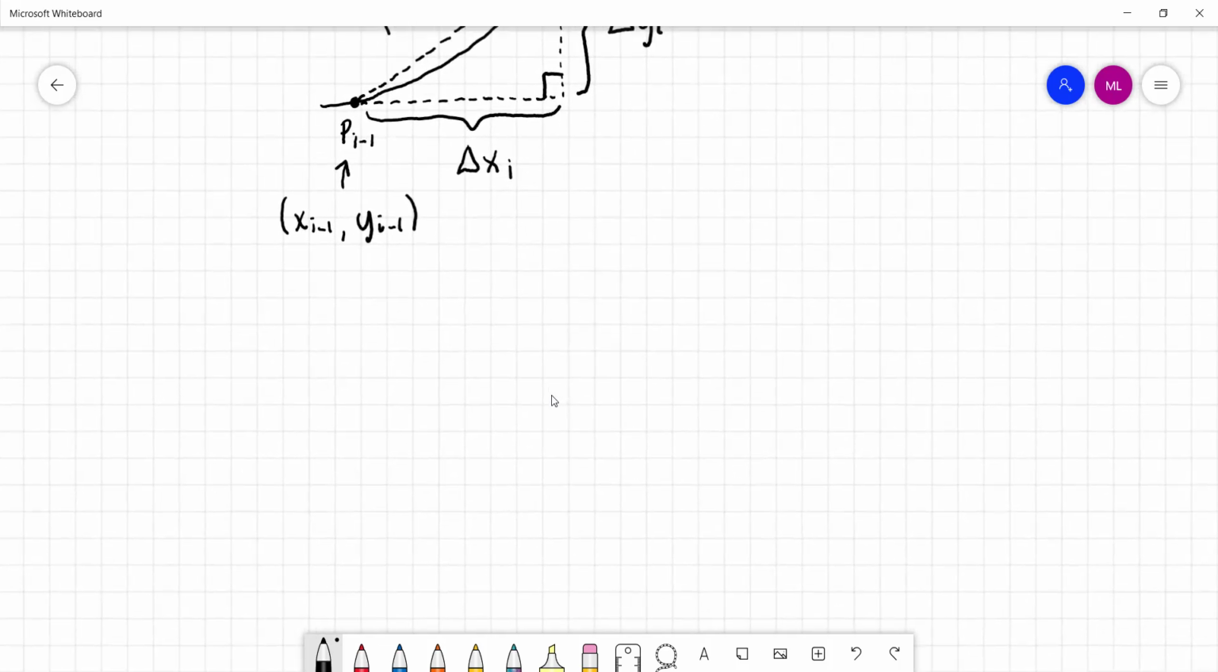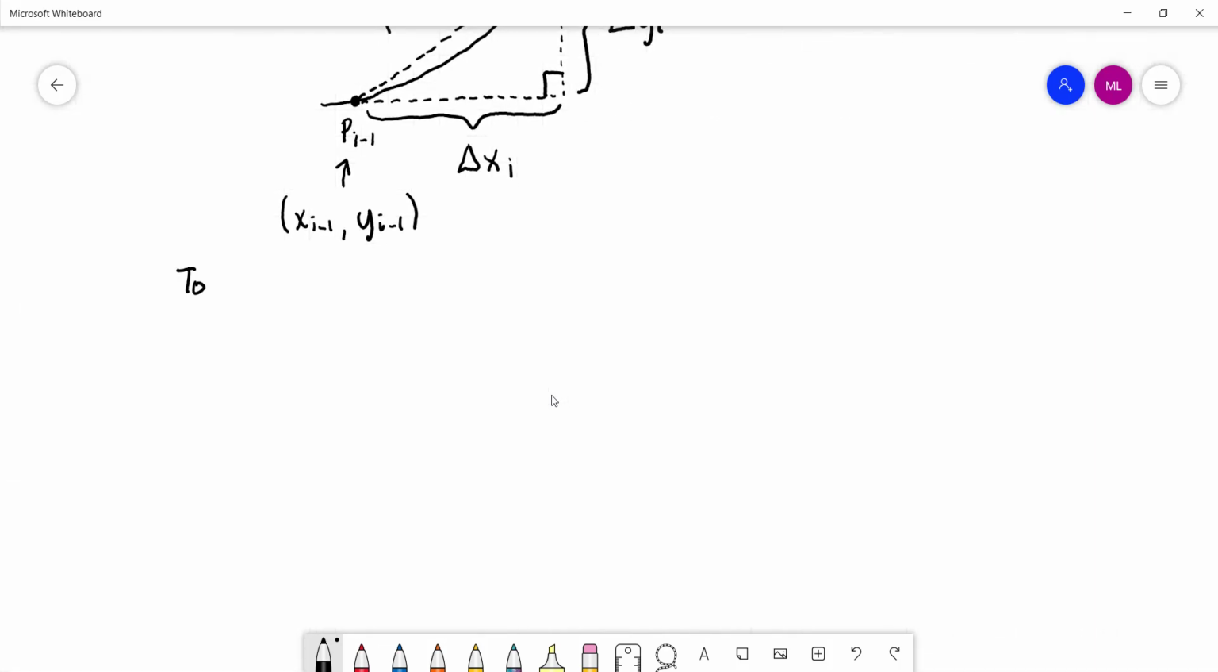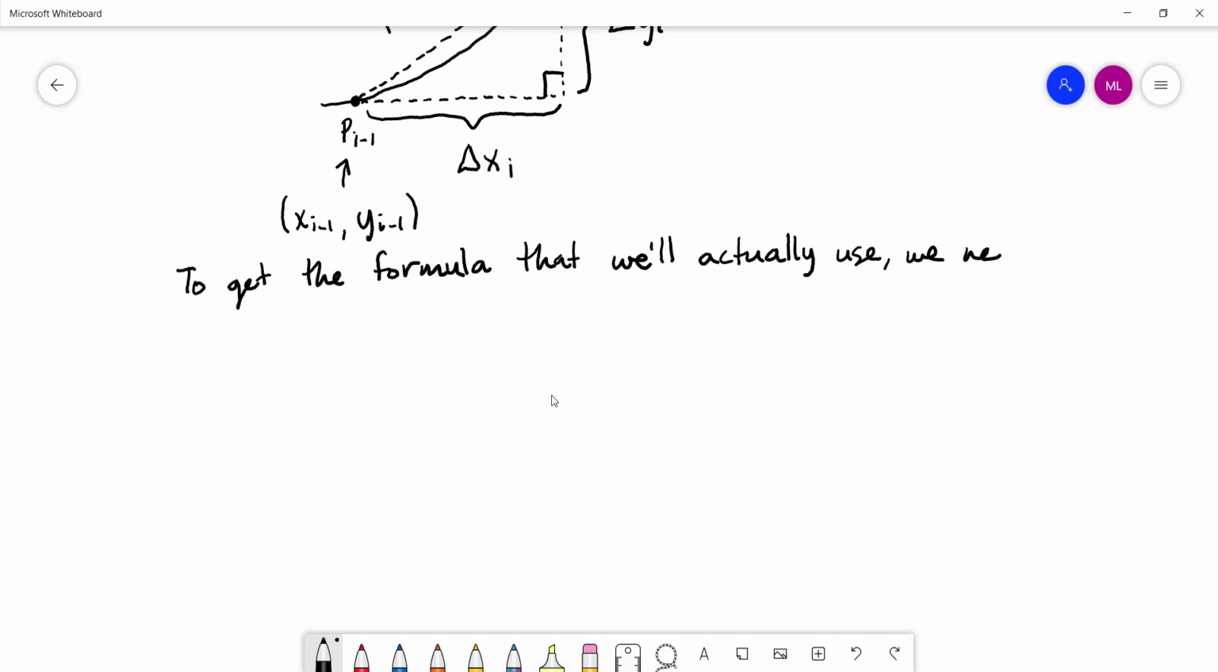Let's come zoom back in here. So to get the formula that we're actually going to use, which hopefully it's obvious that it's going to involve integration because we're in the applications of integration section, as I mentioned, we need to start with the mean value theorem.